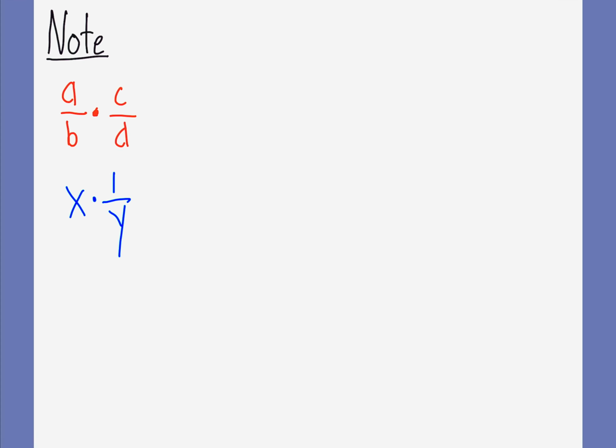Now, something to take note of before we start is that when you multiply two numbers together, it's the same thing as dividing by their inverse. So over here I have a over b times c over d, and this is the same thing as a over b divided by d over c. Over here we have x times 1 over y, and this is the same thing as x divided by y. And so, all throughout this video, we're going to be showing multiplication, but note that the same things apply for division as well. So, without further ado, let's get into the video.